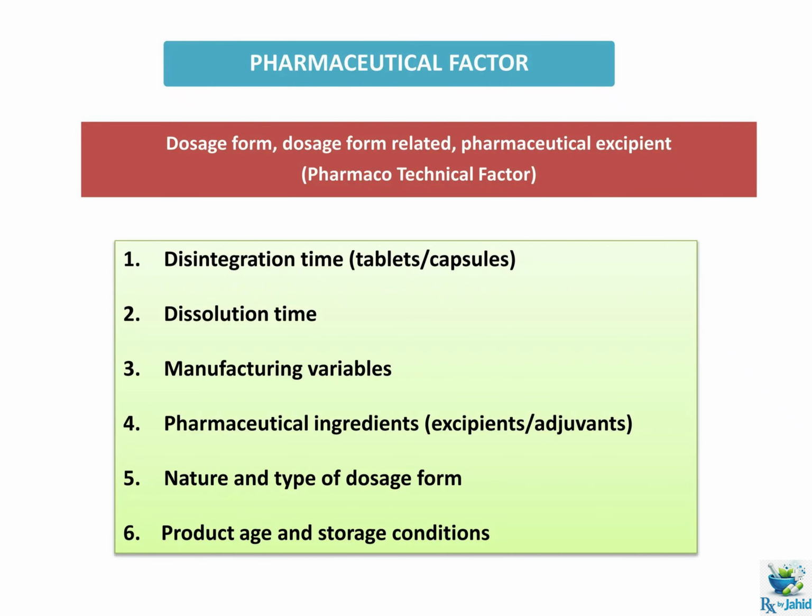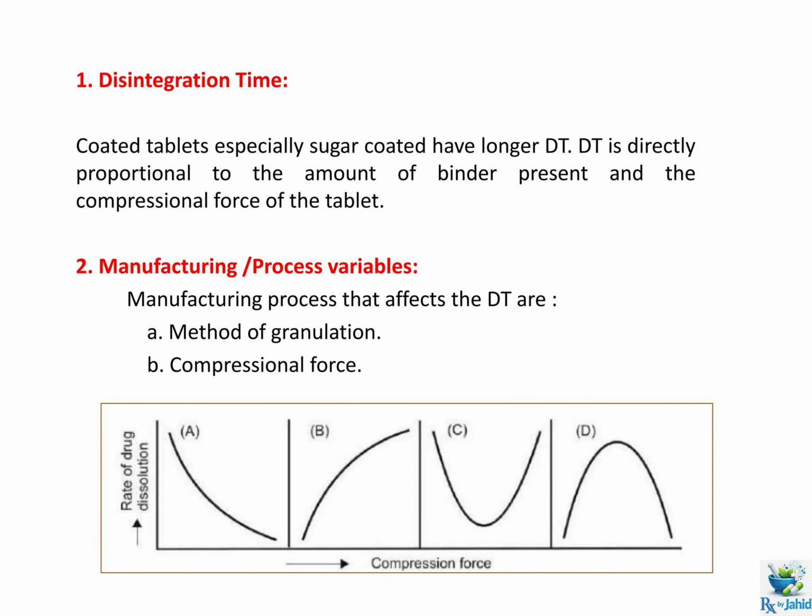So now let's dive into our pharmaceutical factors like disintegration time, dissolution time, manufacturing variables, pharmaceutical ingredients, nature and type of dosage form, product age and storage condition. So the disintegration time. We have already discussed that coated tablets, especially sugar coated, have longer disintegration time. Disintegration time is directly proportional to the amount of the binder present and the compressional force of the tablet. Then the manufacturing process variables. So method of granulation and compression force ultimately affect the dissolution.